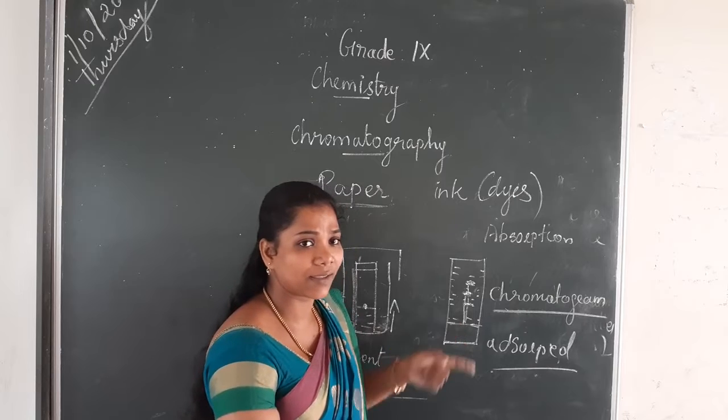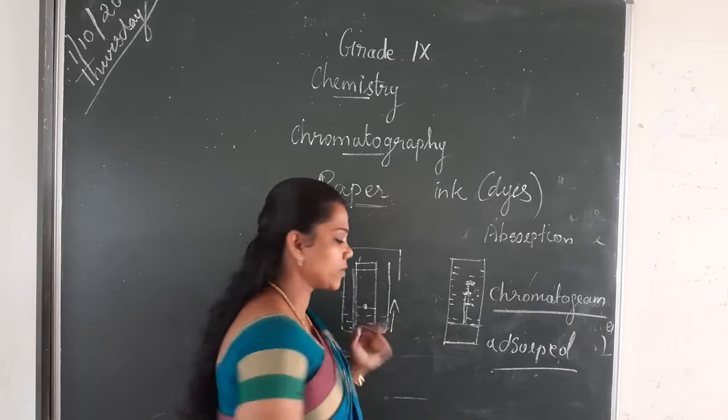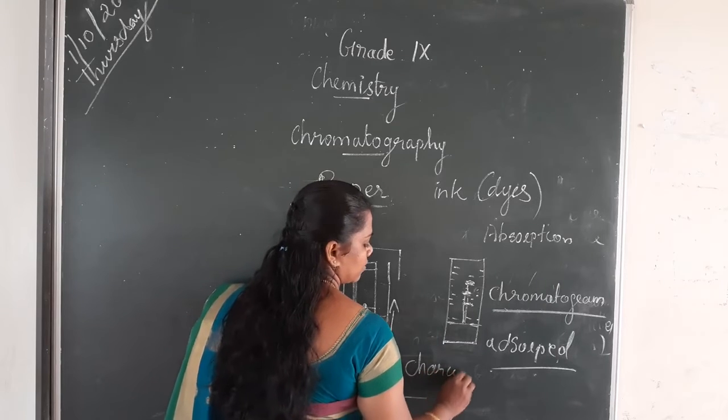This is called paper chromatography. Like this, column chromatography is also there. There are so many adsorbing agents we can use, such as charcoal.